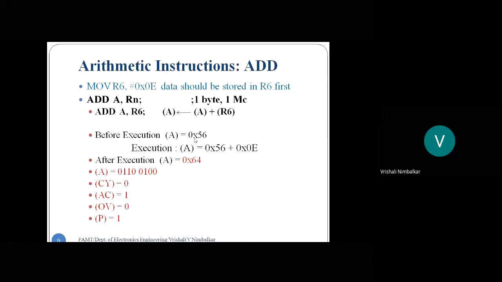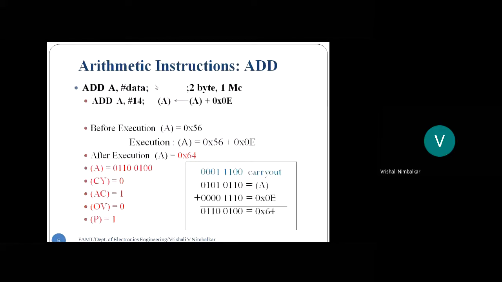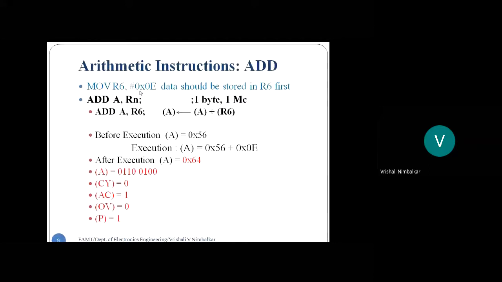Okay, and see the same example is taken. There is one number in the accumulator, 56 hex, and that 14, I have stored it in R6: MOV R6, #0x0E. Now I have entered the data in hexadecimal. Earlier I had entered the data in decimal, #14. Now I have taken #0x0E. It's the same data, right? So R6 has 14, gets added with 56, and the result is stored in the accumulator. It is the same example, 64 hex. There is no carry, there is an auxiliary carry, there is no overflow, and the parity is odd. Okay, register addressing mode.